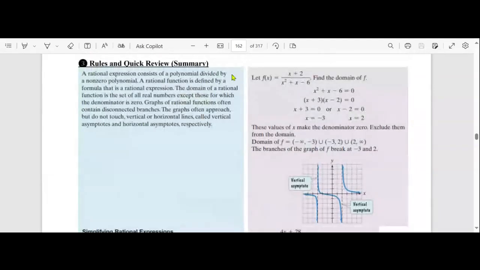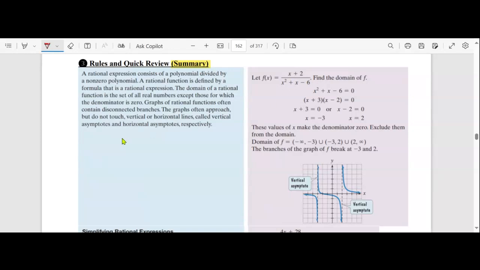Quick summary. Let's make a quick summary for the lesson and then we'll go step by step. So this is just a summary. It says a rational expression consists of a polynomial divided by a non-zero polynomial. A rational function is defined by a formula that is a rational expression. The domain of a rational function is the set of all real numbers except those for which the denominator is 0. So here is an example, and the denominator here is x squared plus x minus 6.